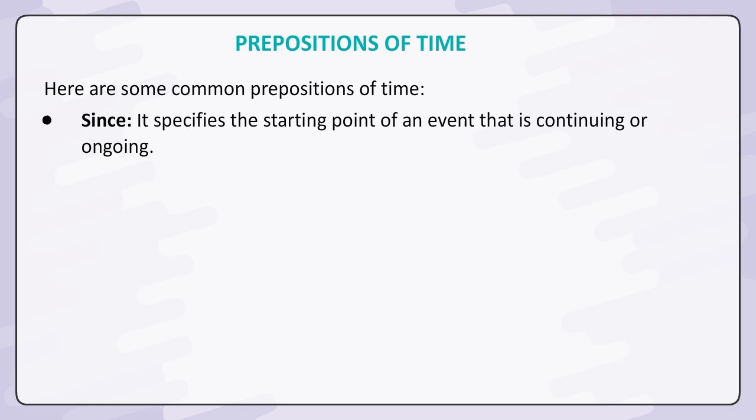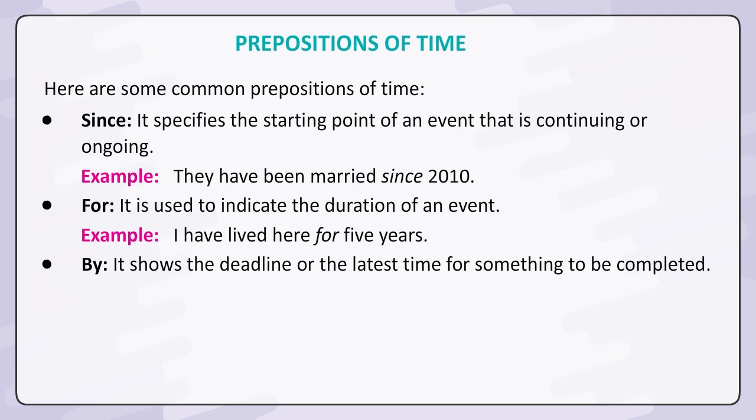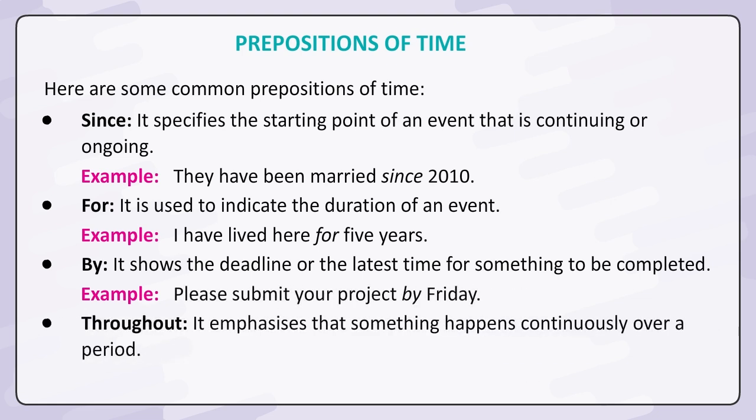Since. It specifies the starting point of an event that is continuing or ongoing. Example. They have been married since 2010. For. It is used to indicate the duration of an event. Example. I have lived here for 5 years. By. It shows the deadline or the latest time for something to be completed. Example. Please submit your project by Friday.